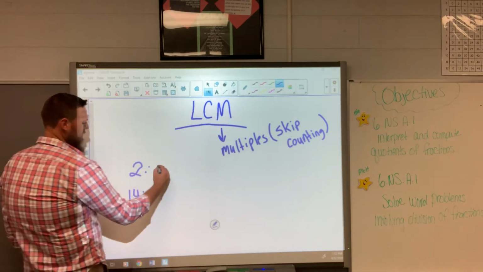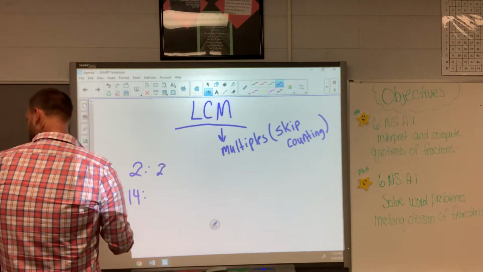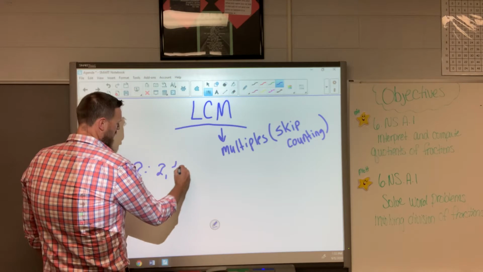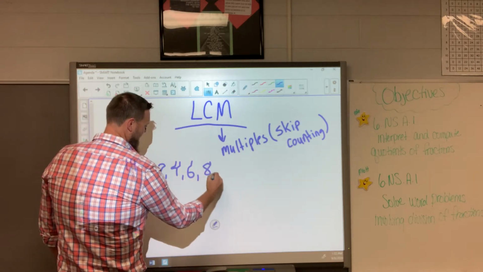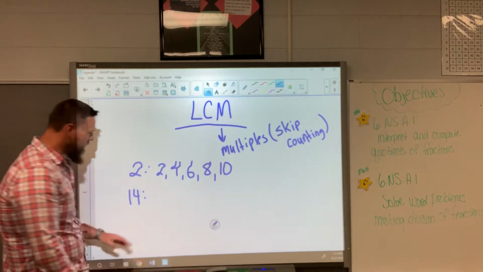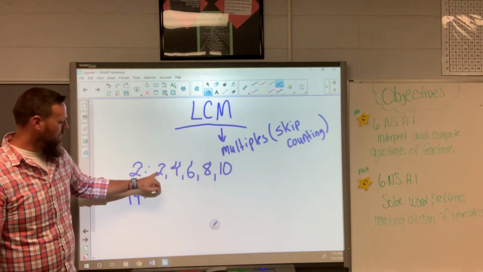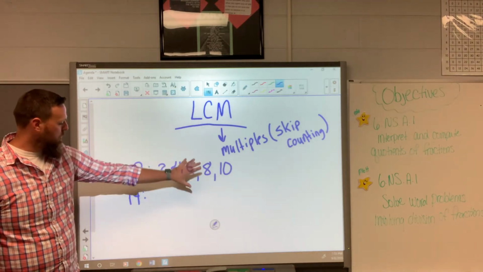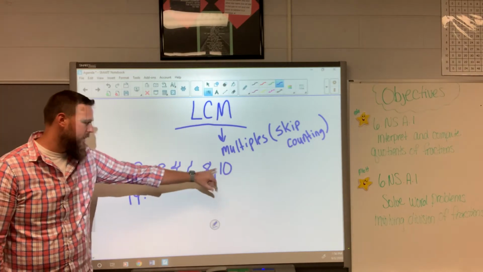So that's what I'm going to do. I'm going to start with 2. 2, 4, 6, 8, and 10. So I've skip counted 2, 5 times. If you notice, these are all multiples of 2. And I always start with the number that's given. So 2, 4, 6, 8, 10.